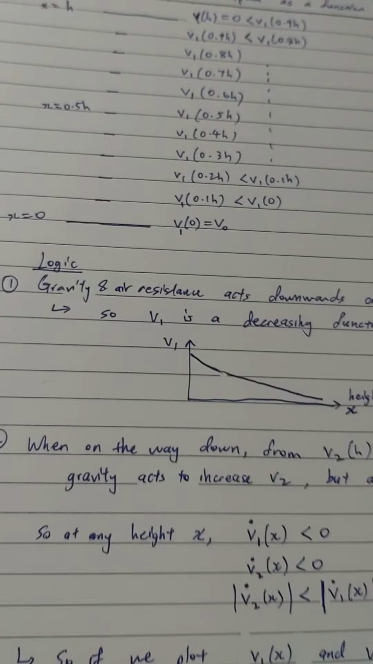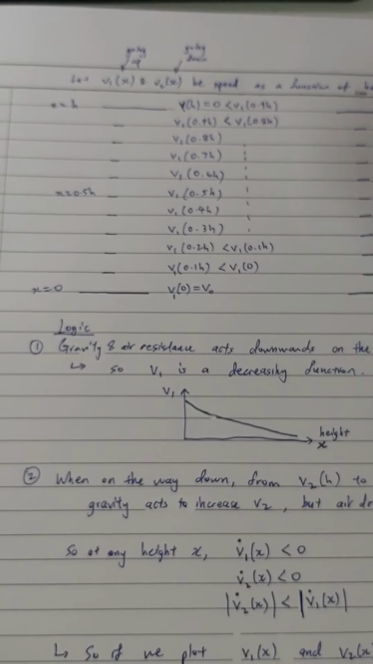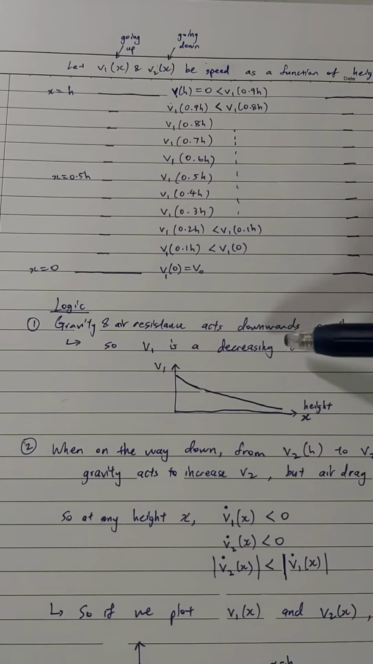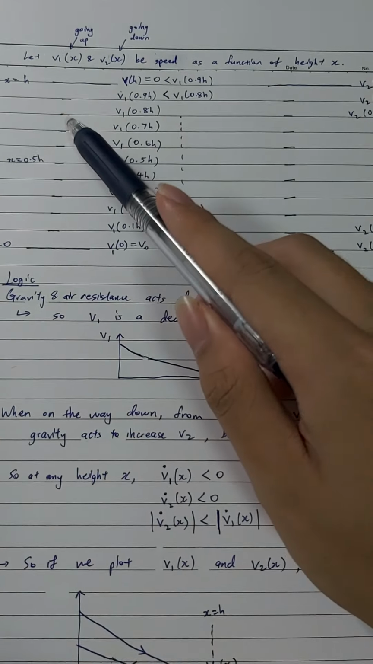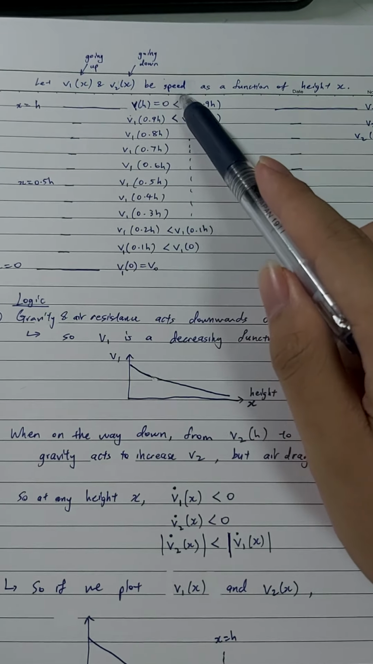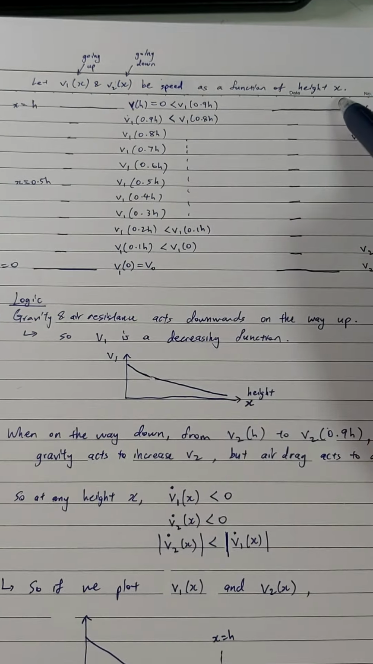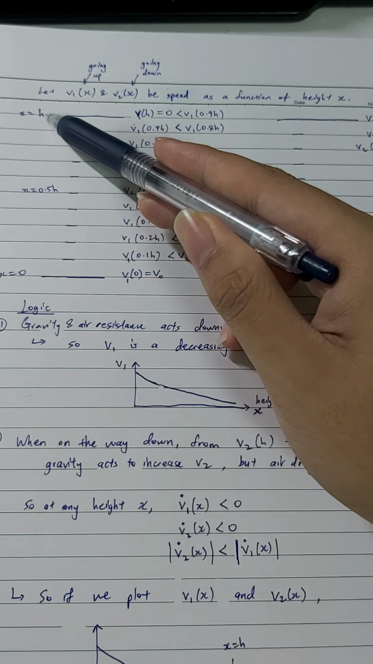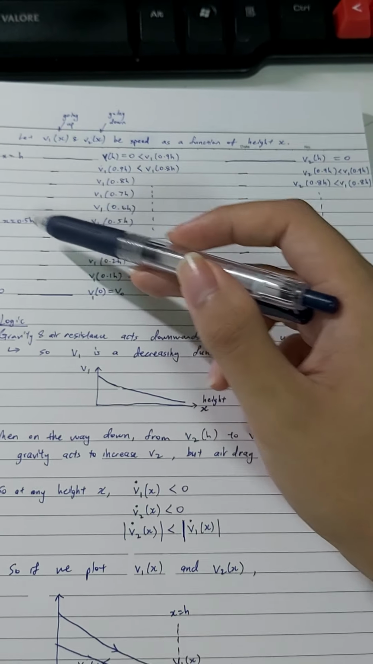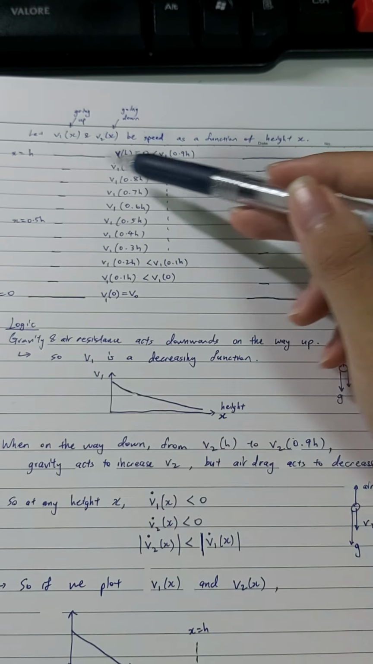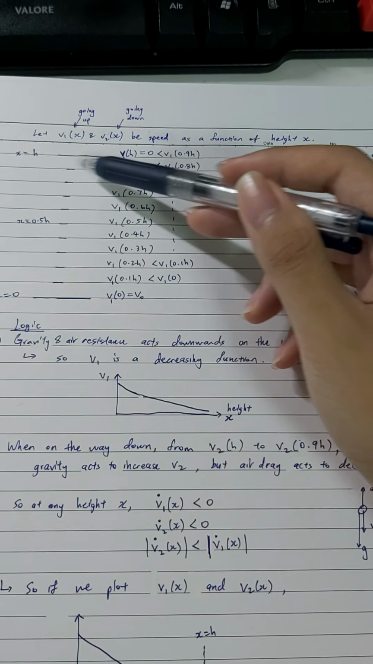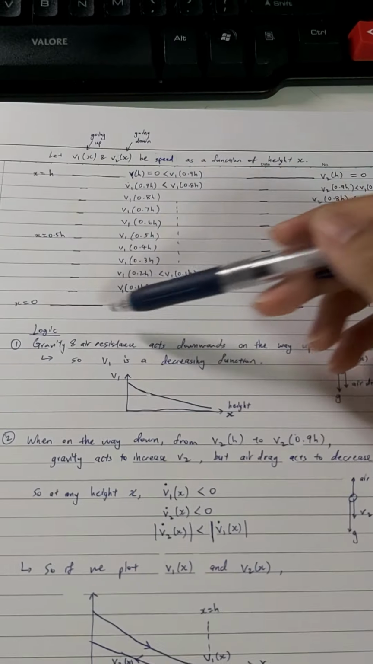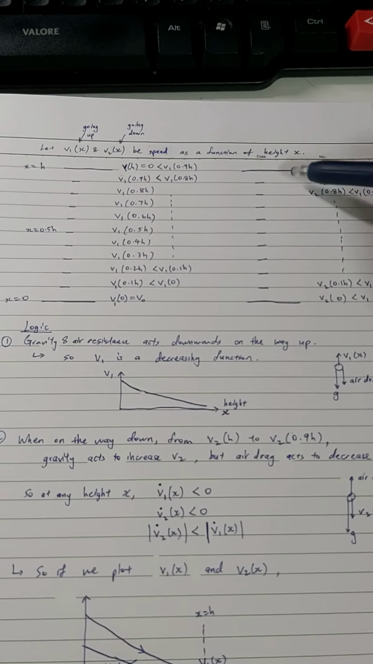So instead of expressing velocity as a function of time, in this video I seek to explain velocity as a function of distance, and let's see how far we can go with the explanation. Let v1 and v2 be the speed of the ball as a function of height x. The ball goes up and comes down, so let the maximum height be h. In both scenarios it reaches a height h at the peak, then it comes down starting from height h, and when it reaches the ground the height is 0. So it goes from 0 to h, and falls back down from h to 0.